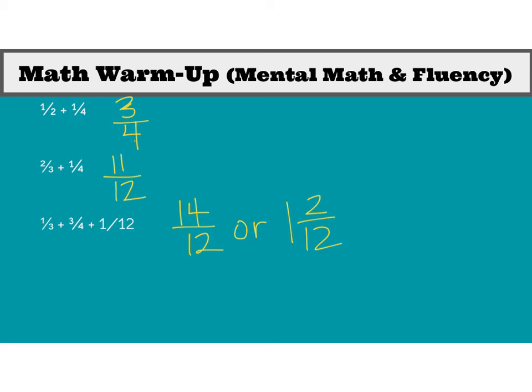Could we have created a different common denominator? Yes. So if you had multiplied the 2 denominators here, you could have created a denominator of 8 and then had a different response for that particular one.